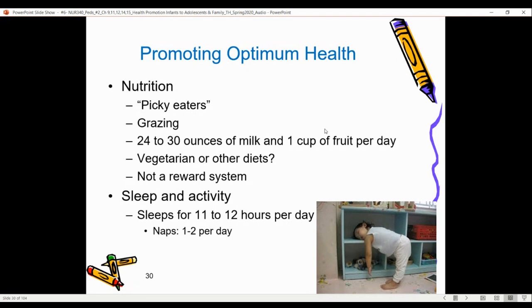They should also limit fruit to 1 cup a day. Fruit is usually sweet, so it's something kids will eat more of. We want them to also get more meats and veggies in, so limiting fruit to 1 cup a day.